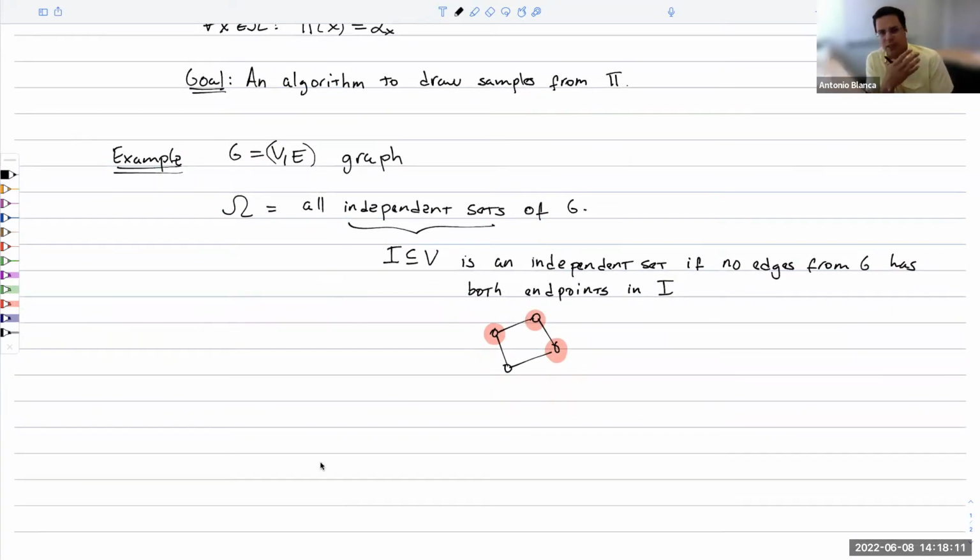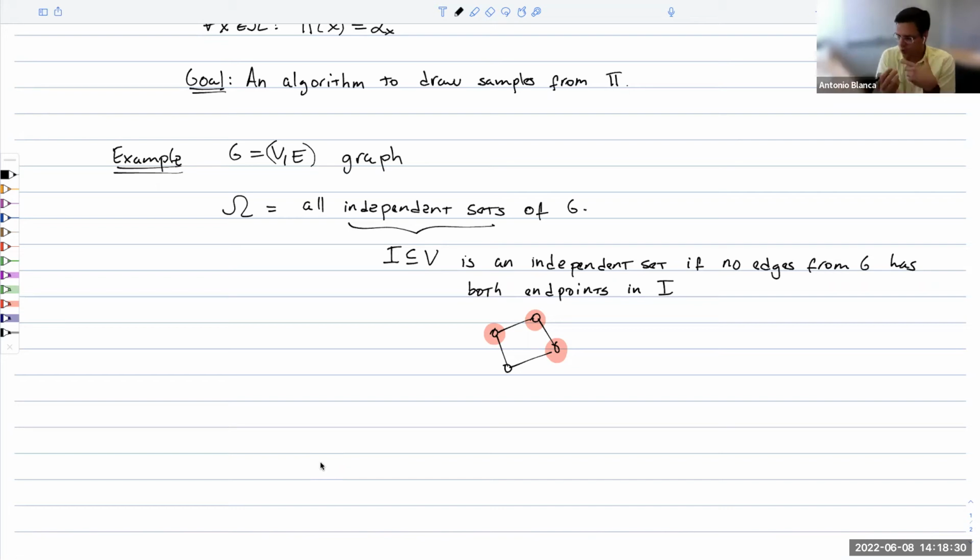Okay. So now you have a graph. You look at the set of all the independent sets, right? So for example, there could be many of them, right? If you have a bipartite graph with n vertices on one side and n on the other, any subset of one of the partitions, one of the partite sets, is an independent set. So you can have many of them.